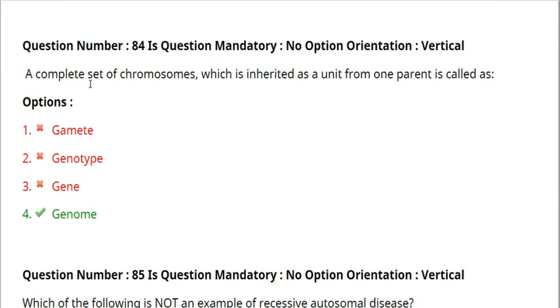The complete set of chromosomes which is inherited as a unit from one parent is called the genome. You should know the difference between genome and gene. A gene is a particular segment of DNA, whereas the genome is the entire genetic material of an organism, which will be inherited as one unit.